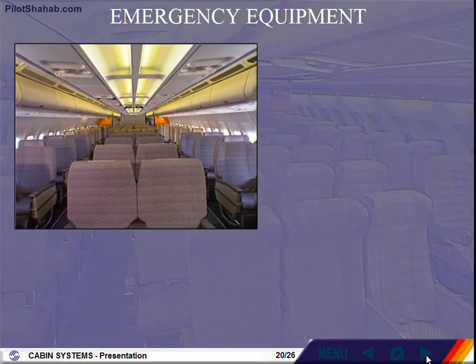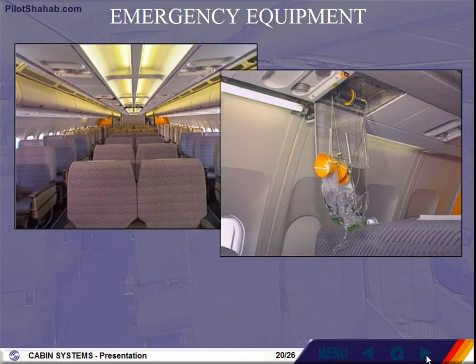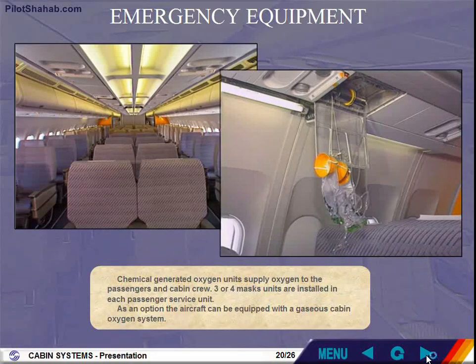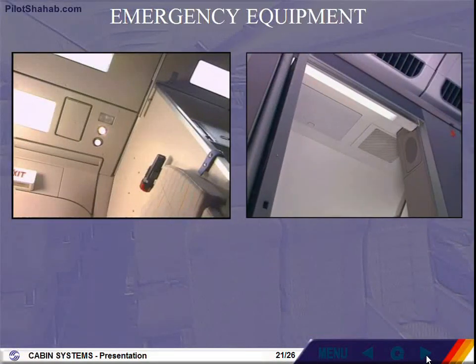Chemical-generated oxygen units supply oxygen to the passengers and cabin crew. 3 or 4 mask units are installed in each passenger service unit. As an option, the aircraft can be equipped with a gaseous cabin oxygen system. A 2-mask unit is located at each cabin attendant station and in each galley and lavatory.